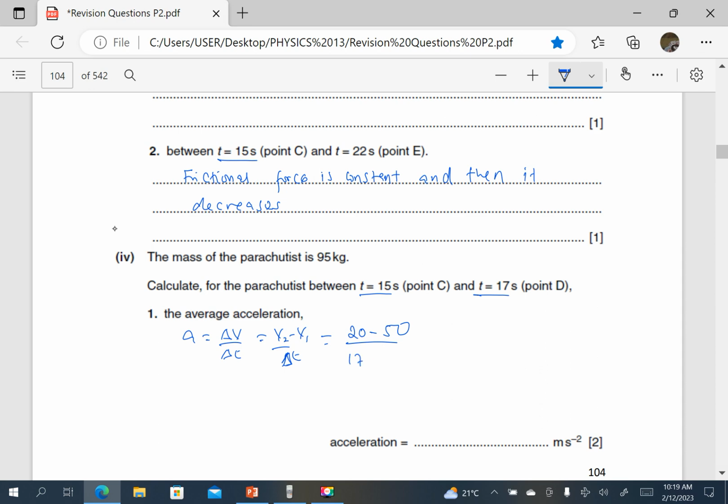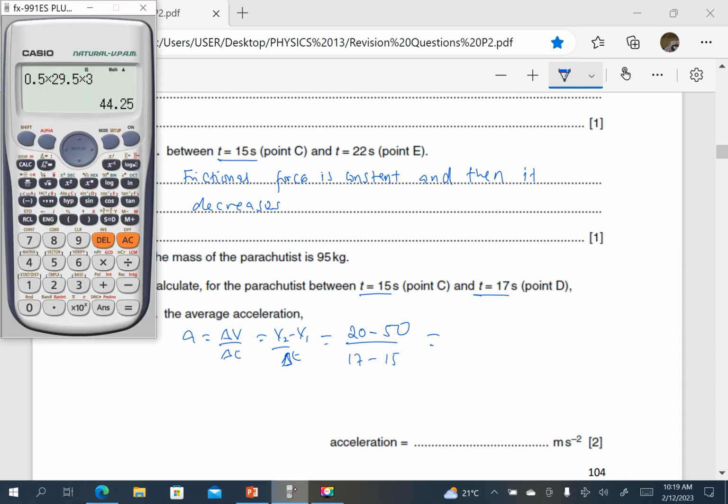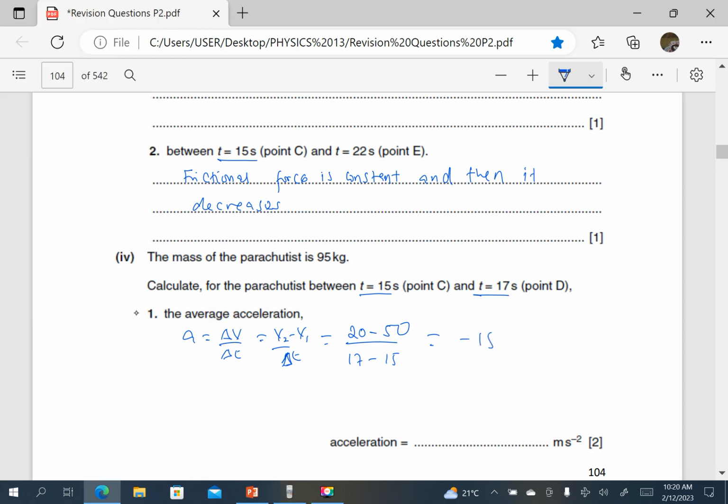The time is from 15 to 17, which gives us 20 minus 50 divided by 2, which is negative 15. So the acceleration is negative 15. Of course, the negative is just showing a deceleration.